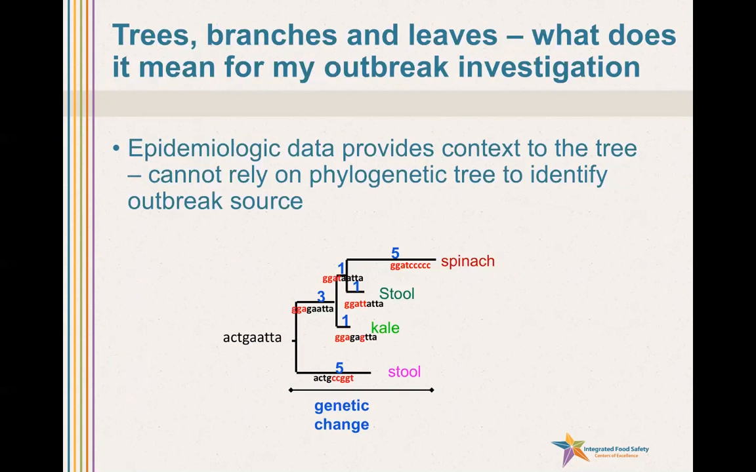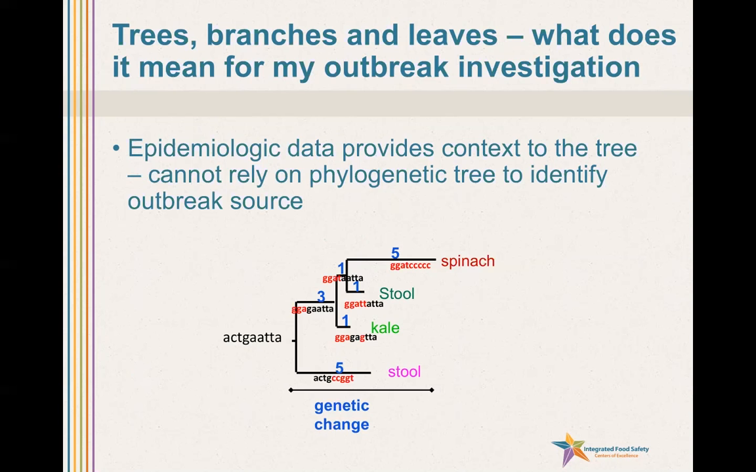We then can map epidemiological information on these trees. So here we now put the sources of the isolates on the tree, and we can see we have a stool isolate and spinach isolates, with the stool and spinach isolate sharing a common ancestor. But then we have a kale isolate that is very close to the stool isolate in terms of similarity. And we're talking about the stool isolate in green on the top.